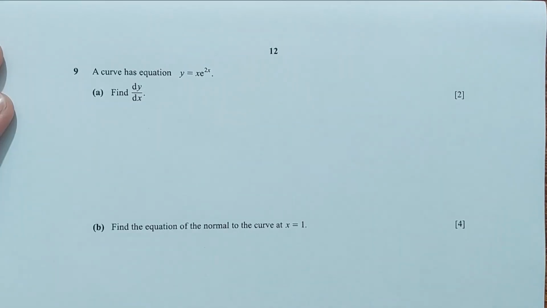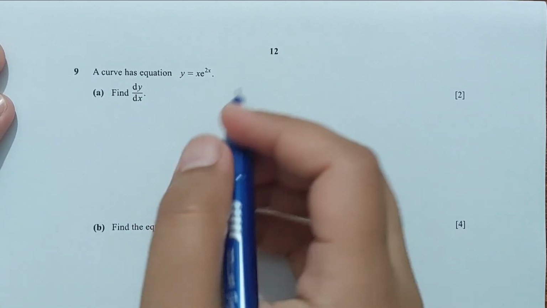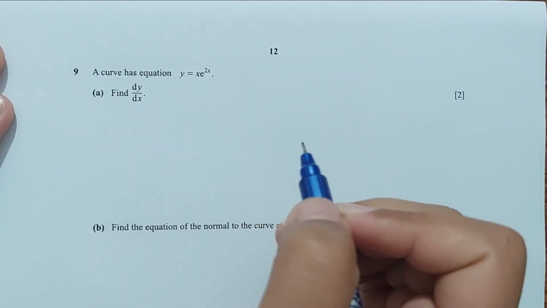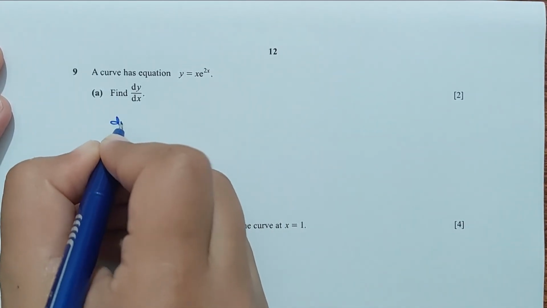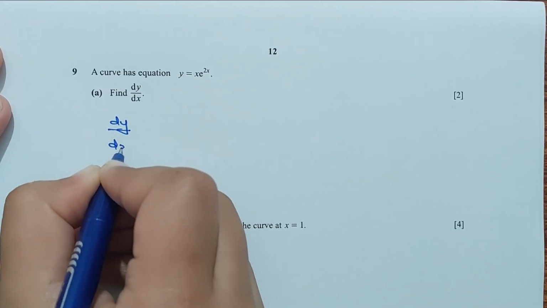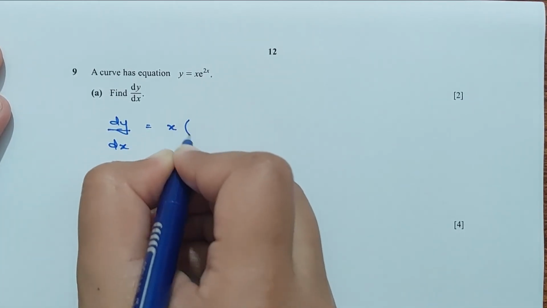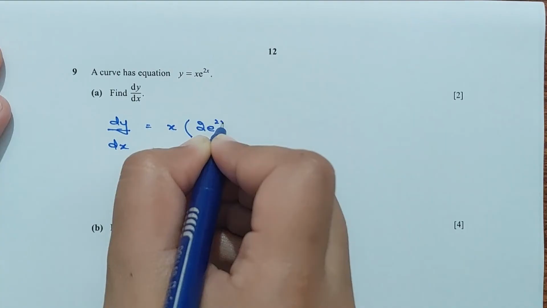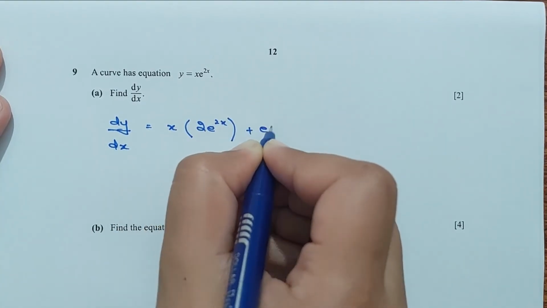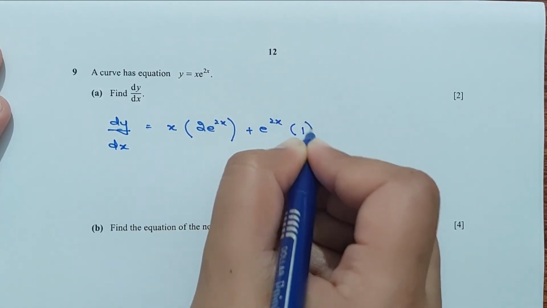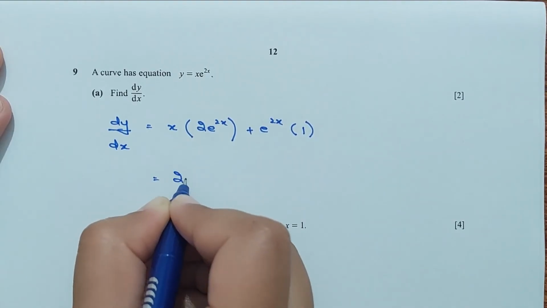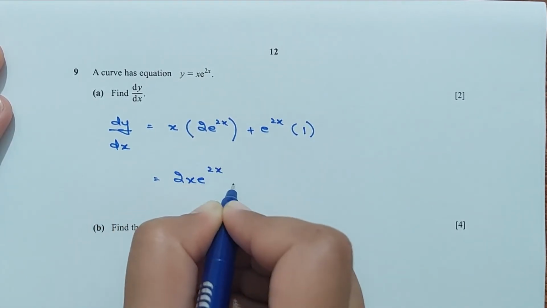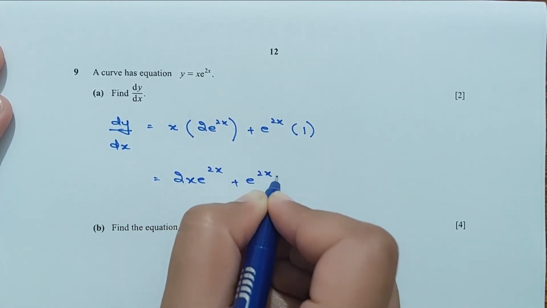Question number 9. A curve has an equation y equals x e power 2x. Part A, find dy by dx. So dy over dx uses the product rule. First function as it is, derivative of second function, plus second function as it is, derivative of first function, which is 2x e power 2x plus e power 2x. Right.